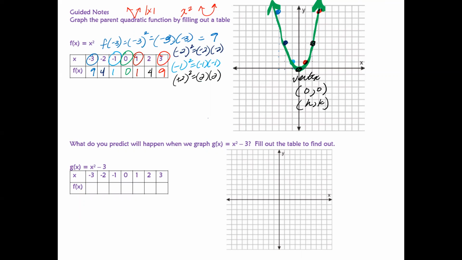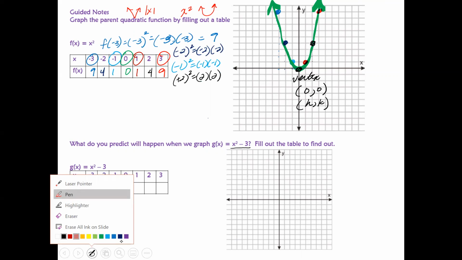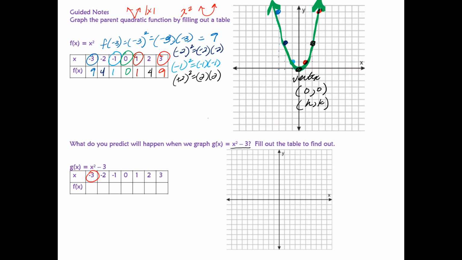All right, so next, what do you predict will happen when we graph g of x, which is x squared minus 3? Now think about when you have the absolute value. When you have a negative k, does your graph go up or does it go down or does it go right or left? If you're not sure, let's go ahead and use a chart. So here I have g of -3, which is -3 squared minus 3. -3 times -3 is 9. 9 minus 3 is going to give me a 6. So my first point is at -3 for x, and 1, 2, 3, 4, 5, 6.